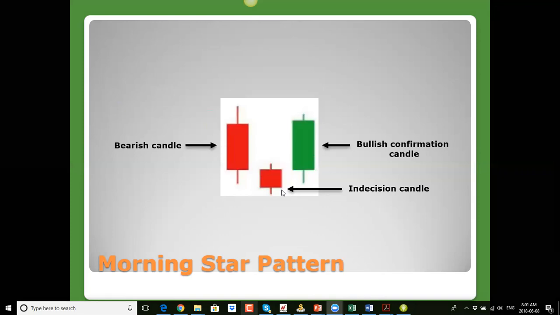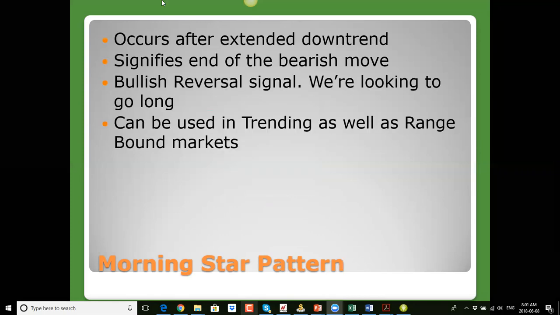A bearish candle, an indecision candle in the middle, and a bullish confirmation candle, which shows that the reversal is about to happen. Usually the morning star patterns will occur after an extended downturn. So usually we'll have price moving down, and then at the end of the downturn we get a morning star, and then we are looking for price to reverse. So it is a bullish reversal signal, and now we are looking to go long in this trade. So we will take a long trade.